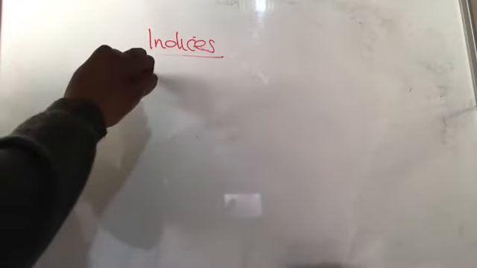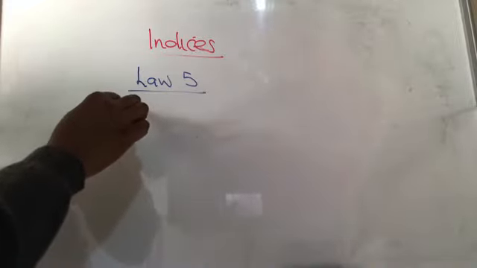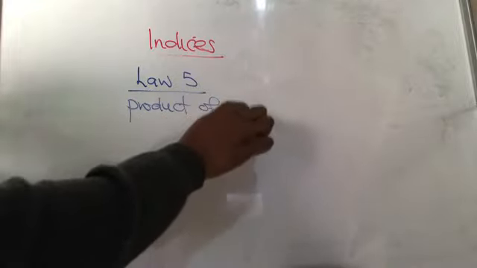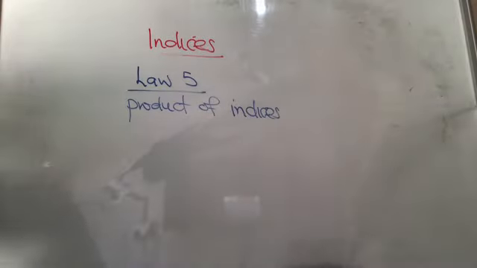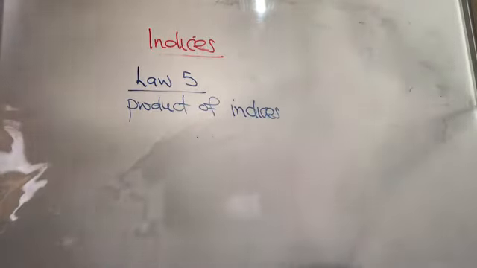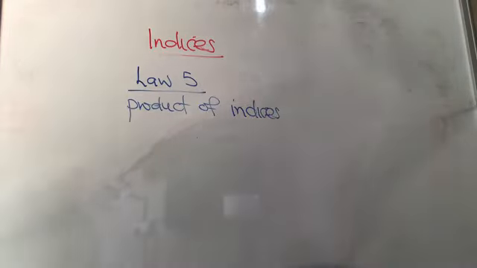Alright, so law number 5 is called the product of indices. Law number 5 is known as the product of indices. The word product means when we are multiplying, the result is the product. The answer that we get in multiplication, or the number that we get after multiplication, is what we call the product. So it's very clear, self-explanatory, product of indices.